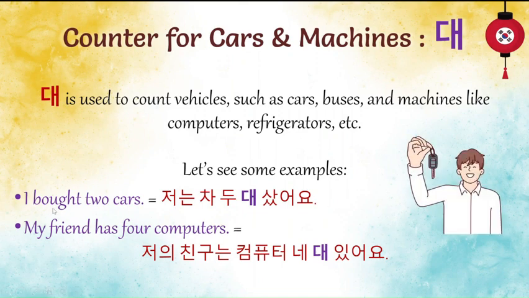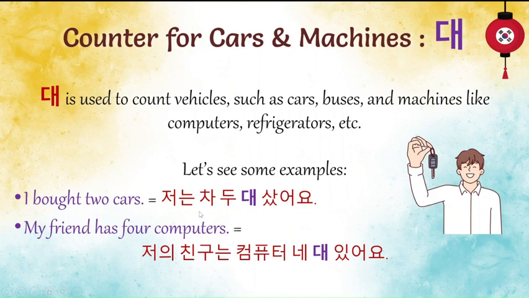The first one is I bought two cars. Now in Korean it is 저는 차 두 대 샀어요. Here car is 차 and two is 두. Right? Here we are using the pure Korean numbers with this counter. And to count cars or any vehicle, we use the Korean counter 대.